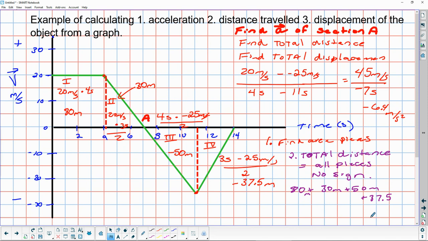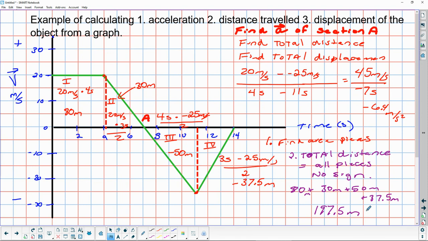Okay, so what do we got? We got 80 plus 30 plus 50 plus 37.5. So we have a total of 197.5 meters. So if you add those up, he drove forward so far and backward so far. So that's how far he would completely travel distance-wise.